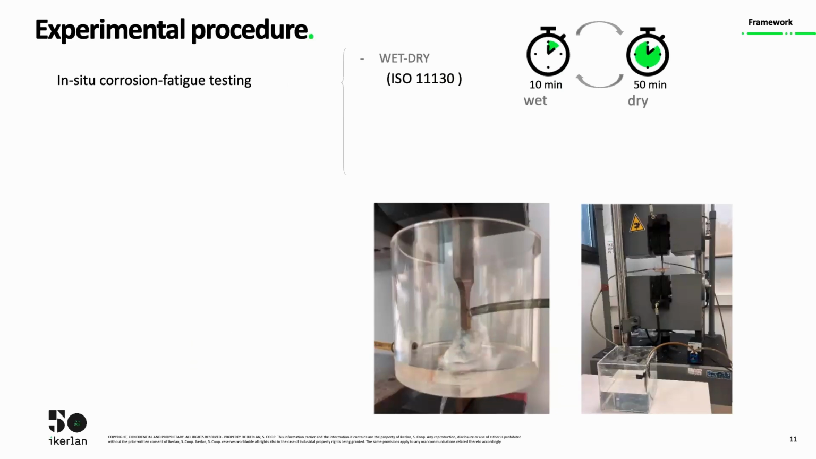Fatigue testing was performed using in situ corrosion fatigue testing, considering 2 different wetting conditions. The first one considered a wet and dry stage in order to represent more or less the corrosion present in the splash zone. So in this case, we use the recommendations stated in the ISO standard, using a period of 10 minutes of wetting and 15 minutes of dry stage.